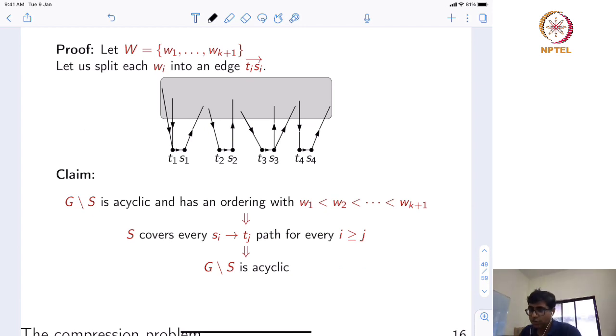So what is our claim? Our claim is that if G minus S is acyclic and has an ordering with W1 to Wk plus 1, then S covers every SiTj path for every i and j. So if G minus S is acyclic and has this particular ordering, then S must intersect these paths. Suppose I deleted S, G minus S has an ordering, and this is it. Then why does S cover every SiTj path? Let's see.